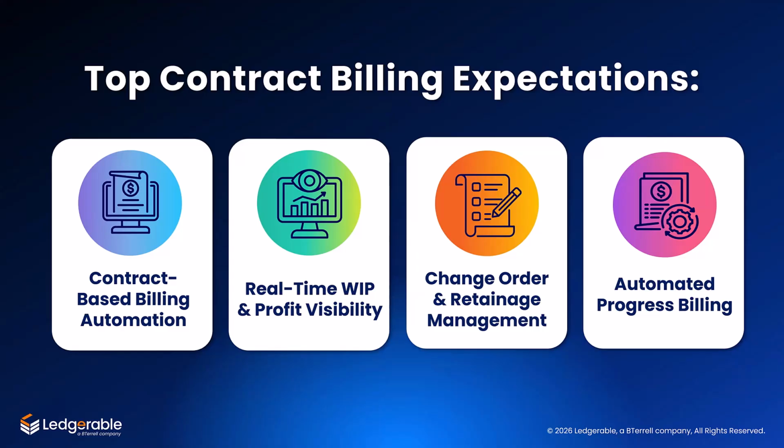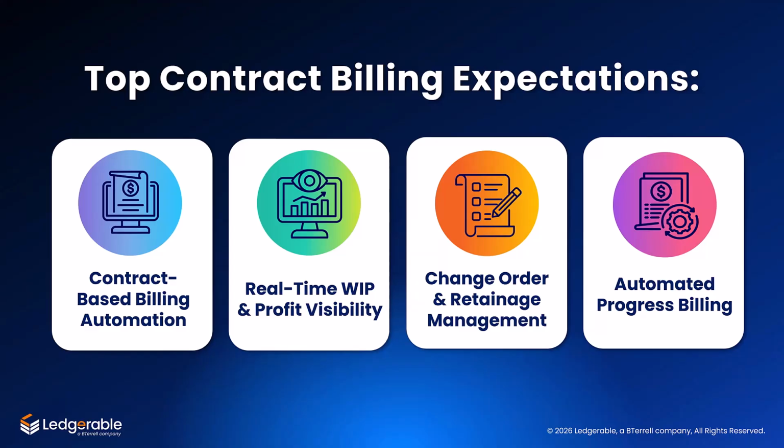And third, real-time WIP and profit visibility. You want to understand how the project is performing while it's still in progress, not wait until the end of the month. And finally, automated progress billing. Billing should reflect actual project progress, whether that's based on the milestones or percentage complete, and it should be consistent from one billing cycle to the next.